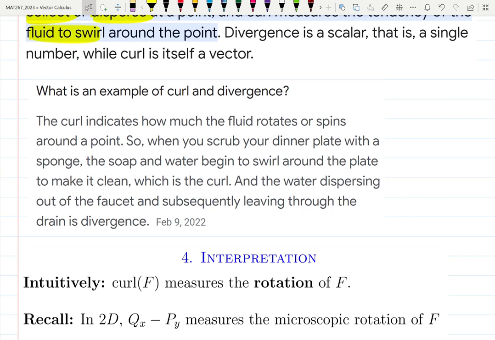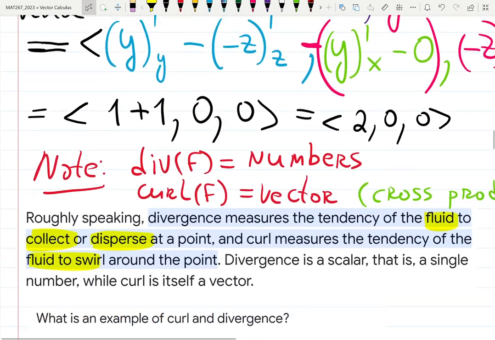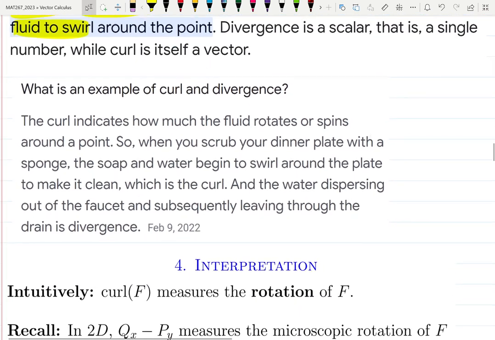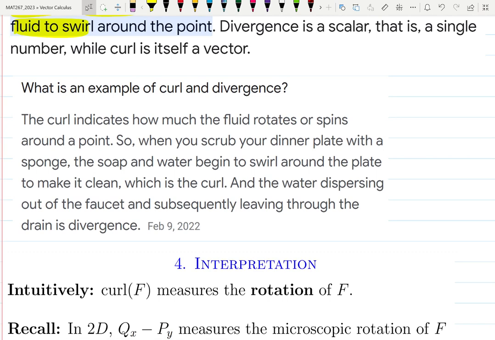Examples. The curl indicates how much the fluid rotates or spins around the point. So we got this vector, right? Now I can choose any point and it will show you the tendency of swirling at that location. When you scrub your dinner plate with a sponge, the soap and water begin to swirl around the plate to make it clean, which is the curl, and the water dispersing out of the faucet and subsequently leaving through the drain is divergence. That's pretty cool. I found this a very visual explanation because we all do dishes, right? You guys do dishes. I hope you do.